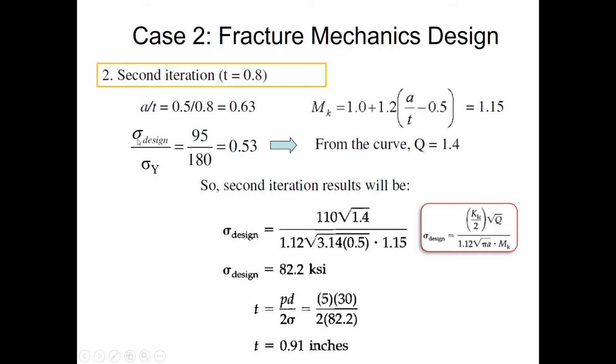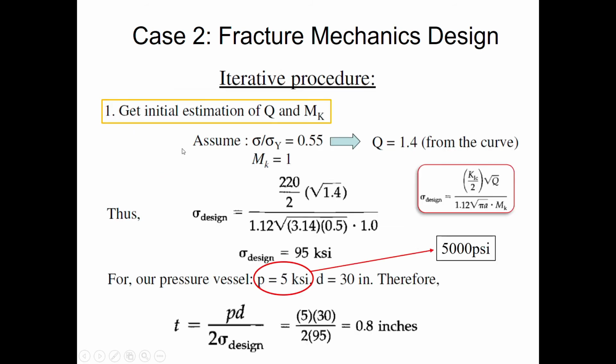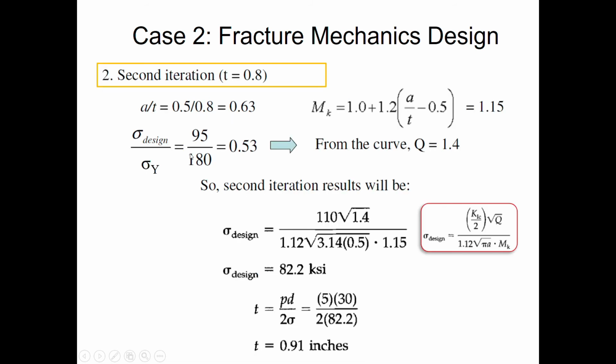Right, now we check for the ratio sigma design divided by sigma y, where we get this value from the previous iteration here, 95 KSI. So 95 divided by 180, we get this as 0.53. The same, we need to check the curve for the value of Q. So from here, we obtain Q equals 1.4.